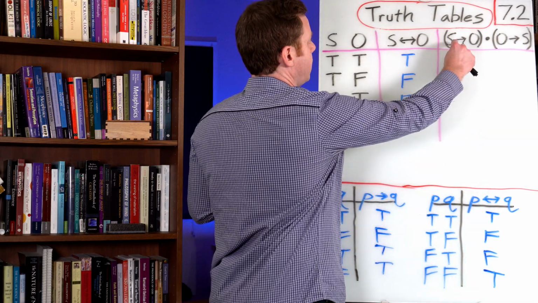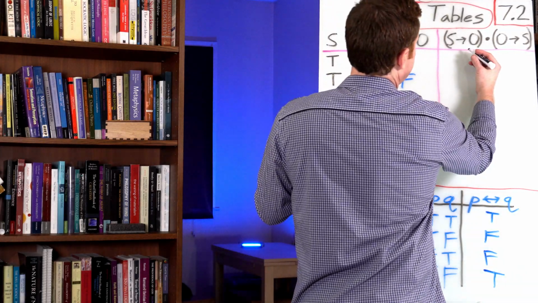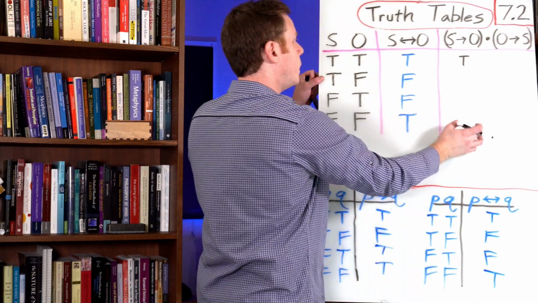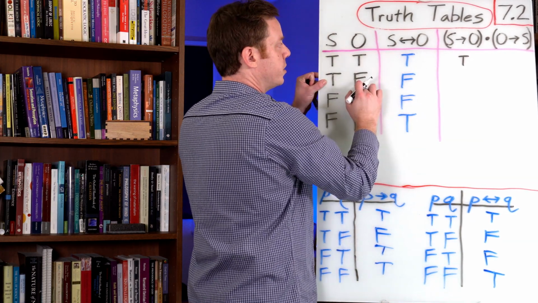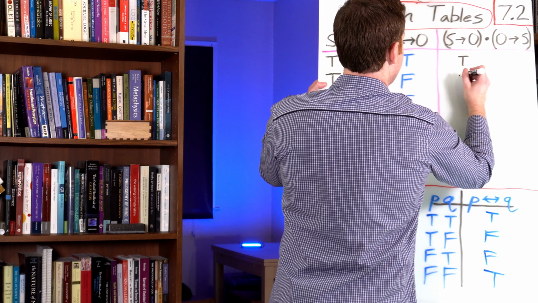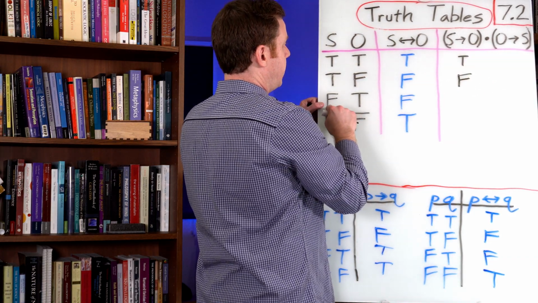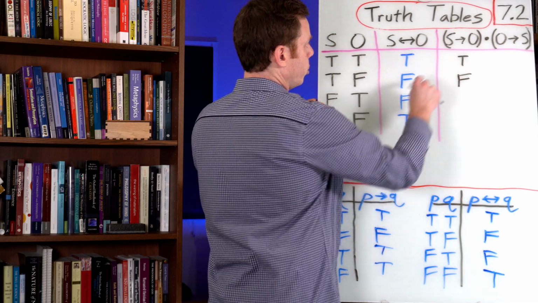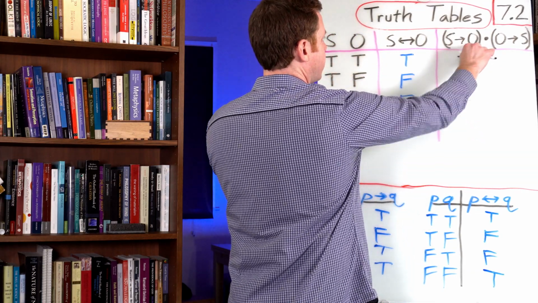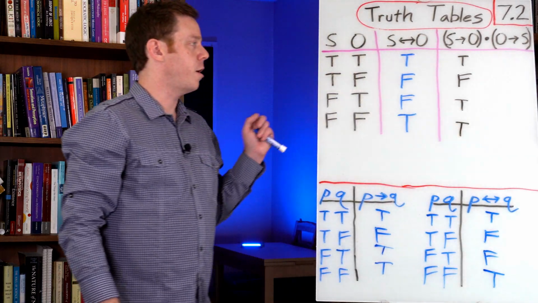Well, if S is true and O is true, then this conditional is going to be true. Let's just do this conditional for now. If S is true, O is false, well, that's the broken promise, right? So then this conditional is going to be false. And if S is false, O is true, there's no broken promise, so this conditional is true, and then if both are false, of course, no broken promise.